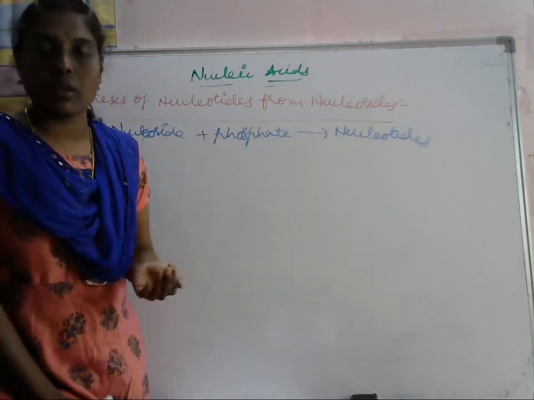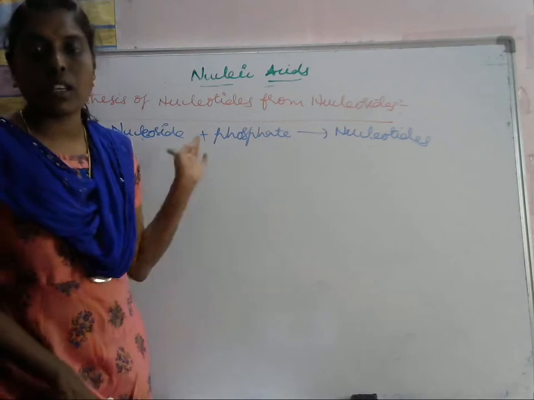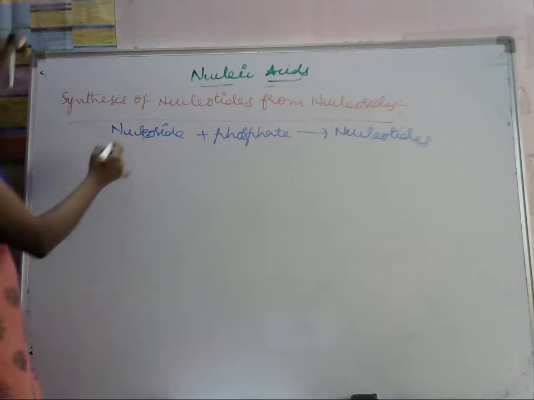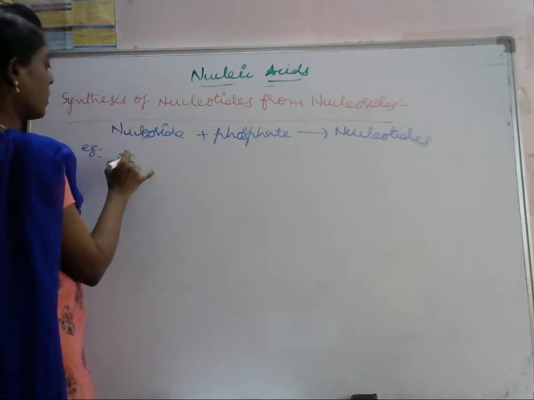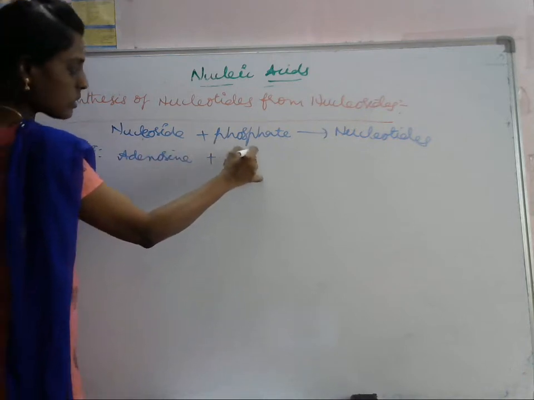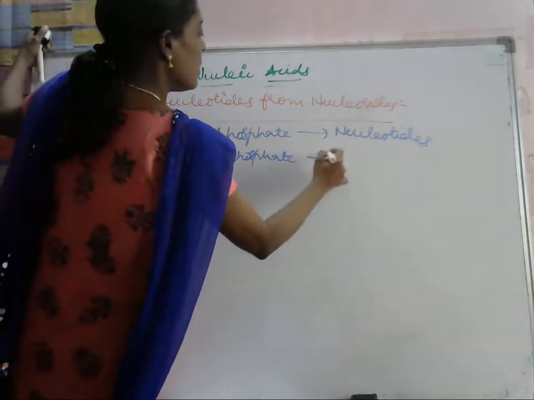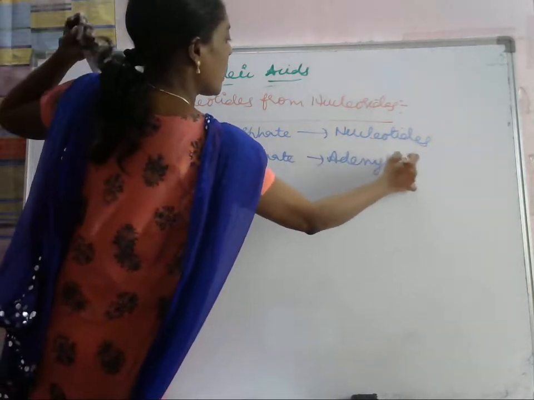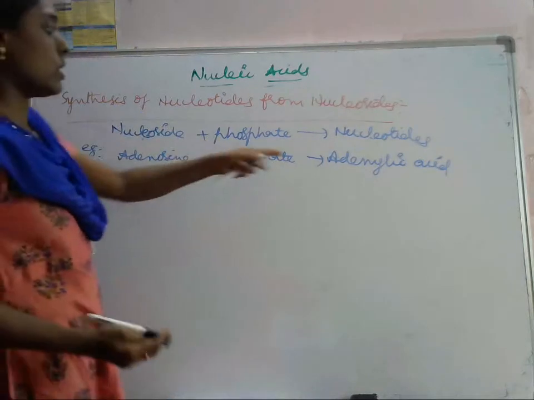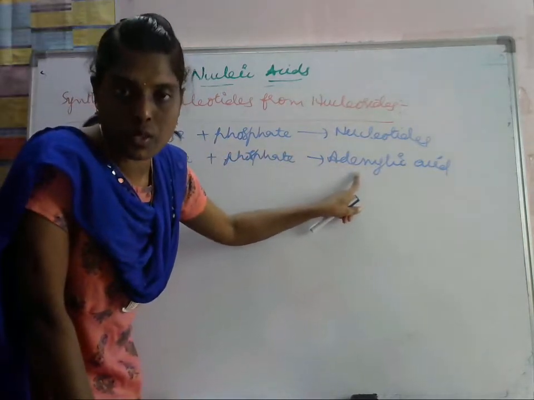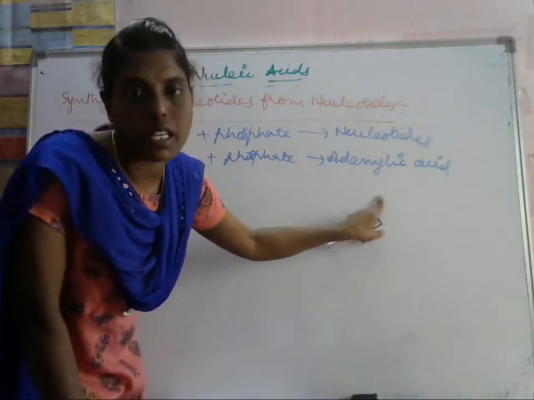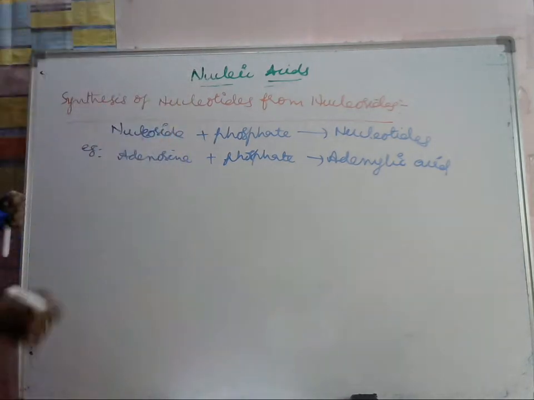So if you take a nucleoside, we have to add the phosphate group to the nucleoside, then it forms the nucleotide. If you take adenosine, for example, next we have to add the phosphate. It is converted into adenylic acid. After that it has the phosphate group. So without phosphate group, this is called adenosine. With phosphate, it converts into adenylic acid. Let's see how it will happen.